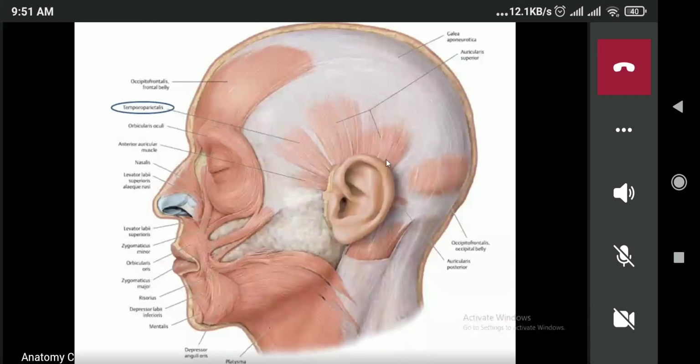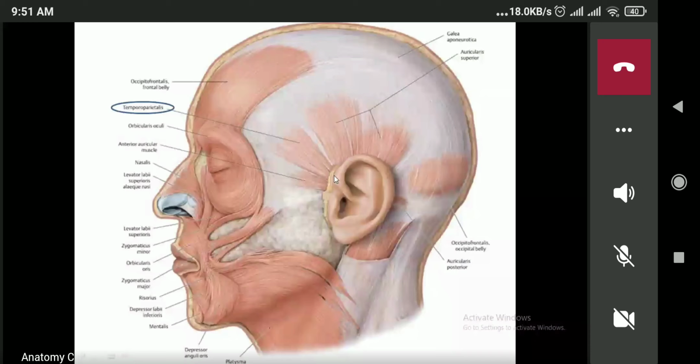Actually, these muscles are just vestigial muscles, okay. So it may be absent in individuals, and if present, this muscle, temporoparietalis, is also considered as epicranius muscle. Okay, so this temporoparietalis muscle arises from the Galea aponeurotica, below the frontal belly, and is inserted into the root of the auricle between the superior auricularis and anterior auricularis.